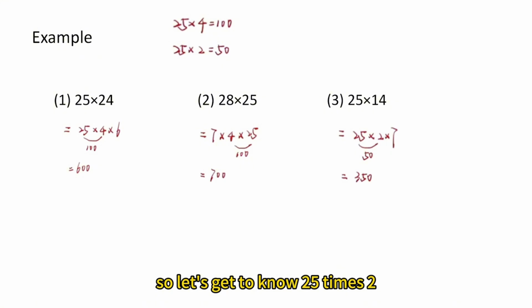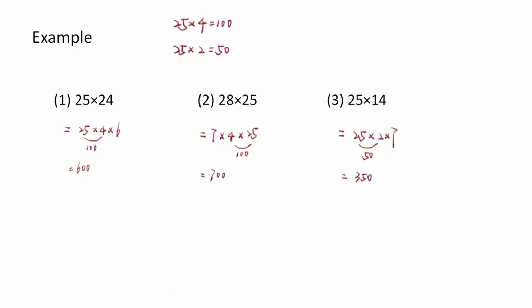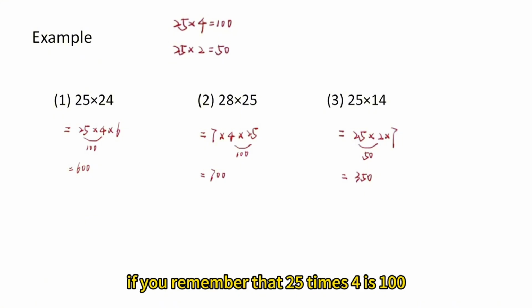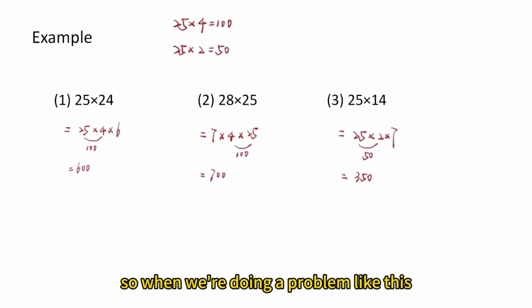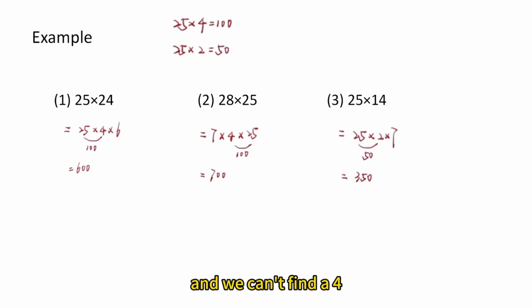So let's get to know 25 times 2. If times 4 equals 100, then times 2 equals 50. So for 25 times 2, we don't need to memorize it by rote. If you remember that 25 times 4 is 100, then isn't 25 times 2 just 50? So when we're doing a problem like this, and we can't find a 4, we can look for a 2. 2 is also a good friend. Maybe not the best friend, but still pretty good, right?